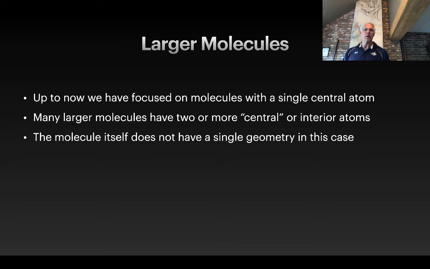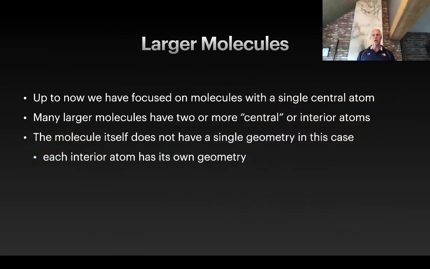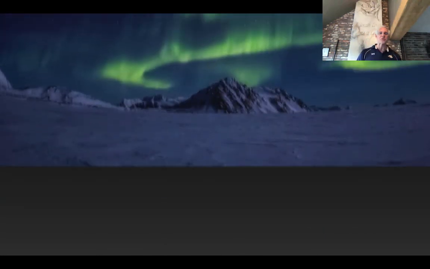And so the molecule itself doesn't have a geometry. If you have a molecule of hexane, we wouldn't say it's tetrahedral geometry because all the carbons are tetrahedral, but the molecule itself would not be. Those molecules don't have a single geometry, but we do concern ourselves with the geometry of each of those interior atoms.